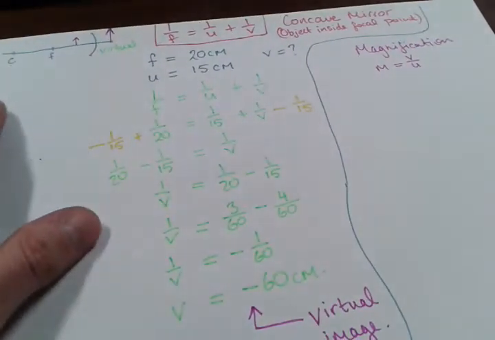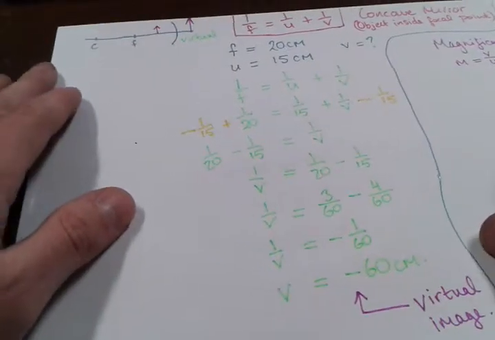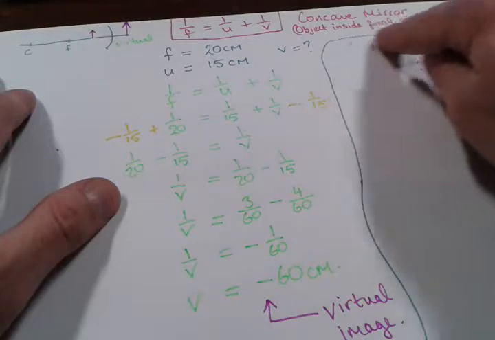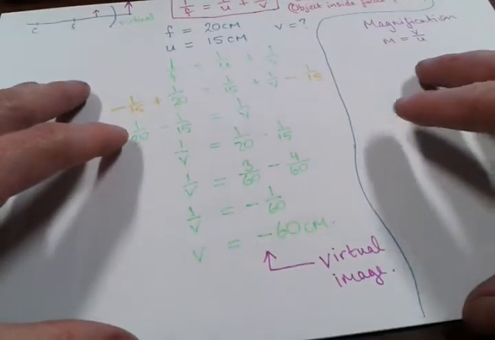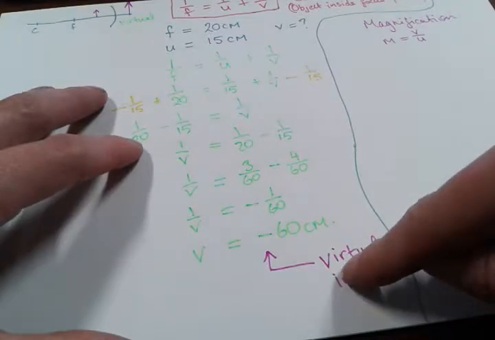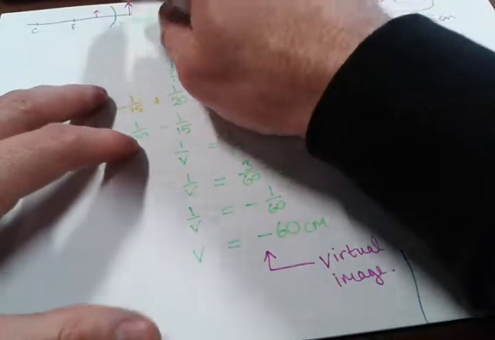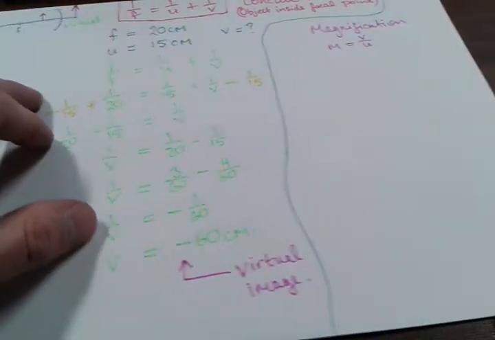Let's go back to this example. We're looking at magnification, but we can use an example that we've previously done. In this example, we looked at a concave mirror and we placed the object inside the focal point, and we worked out where we would expect our image to be. In this case, it would be a virtual image, and the image would be 60 centimeters behind the mirror.